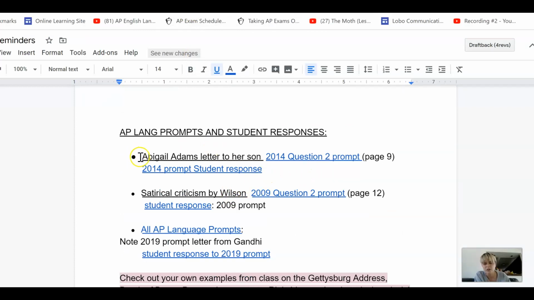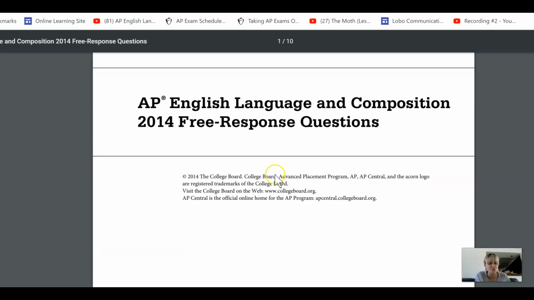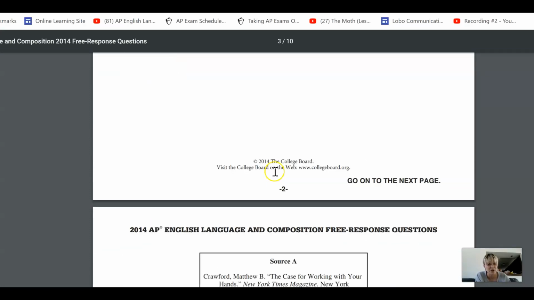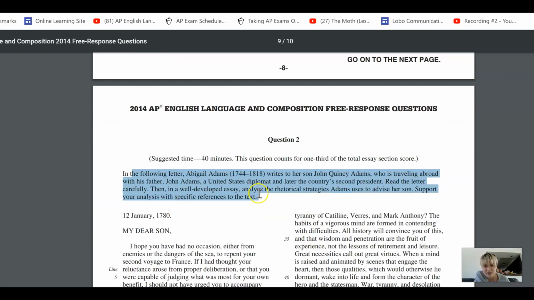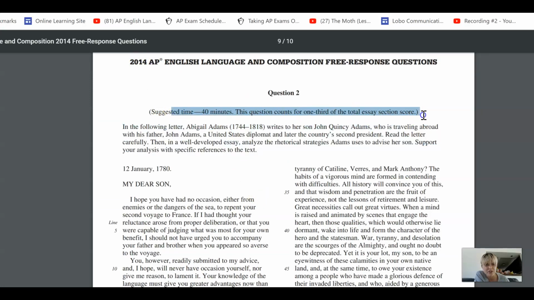The first one we're going to look at is from the 2014 test, and it's Abigail Adams writing a letter to her son. So let's look at that. You have to scroll down, remember, because we're doing question 2. All right, good. So here we are on question 2. Notice the suggested time is 40 minutes. Your time will just be 40 minutes. And so yeah, let's look at this example.